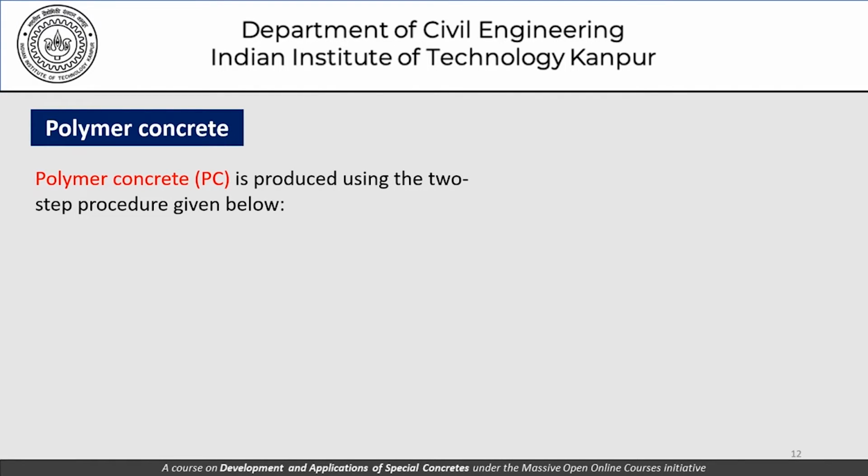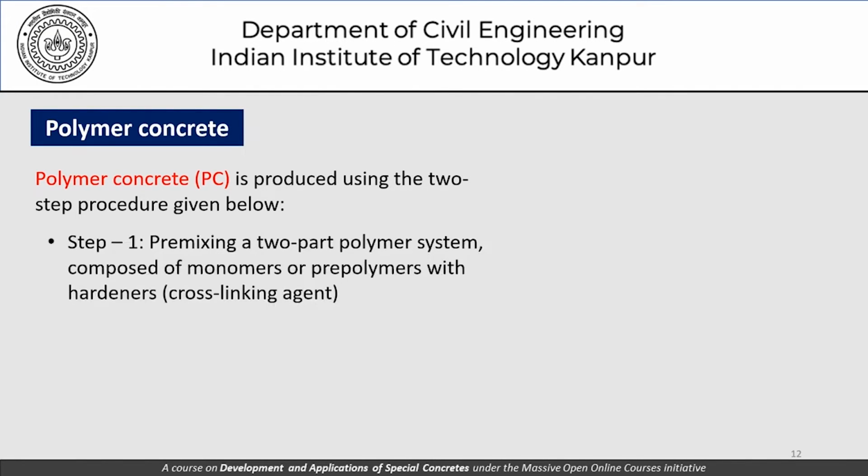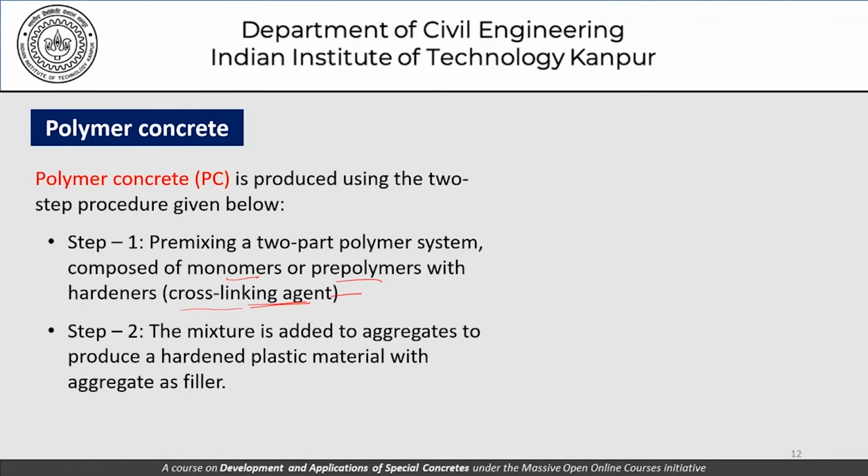Step 1 is a pre-mixing of a two-part polymer system composed of monomers or prepolymers with hardeners, which is the cross-linking agent. And this cross-linking agent facilitates polymerization in a manner that we get the desired mechanical properties. In step 2, the mixture is added to aggregates to produce a hardened plastic material with aggregates as the filler.